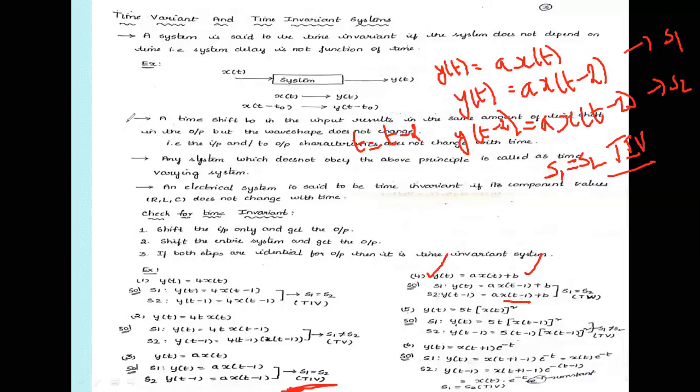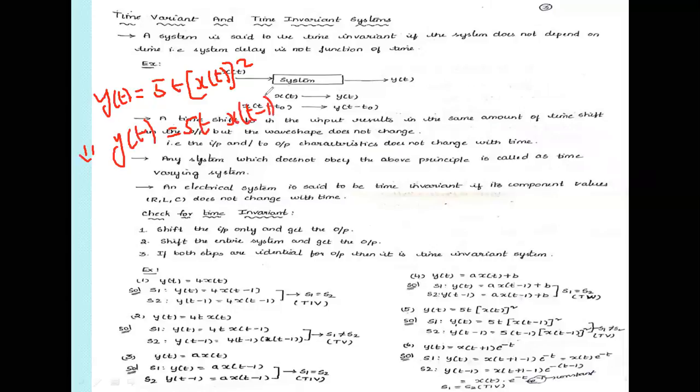Now, another example, the fifth one you can see, the y of t is equal to 5t x of t whole square. Okay, my dear friends. What is the first step? The first step is the input is only delayed. Shift the input only and get the response. 5 into t. Now I'm taking the input delayed with one sample, x of t minus 1 whole square.